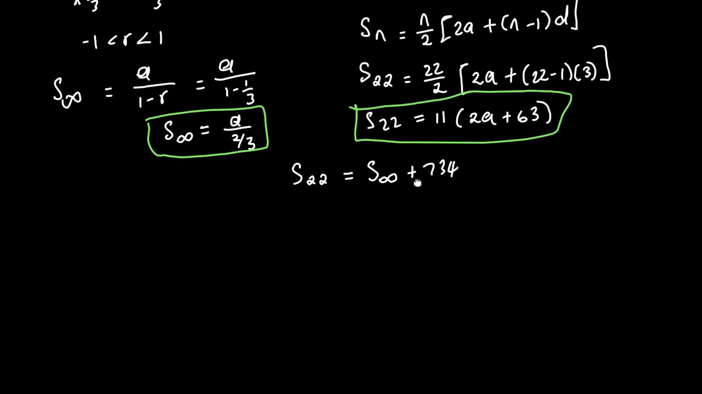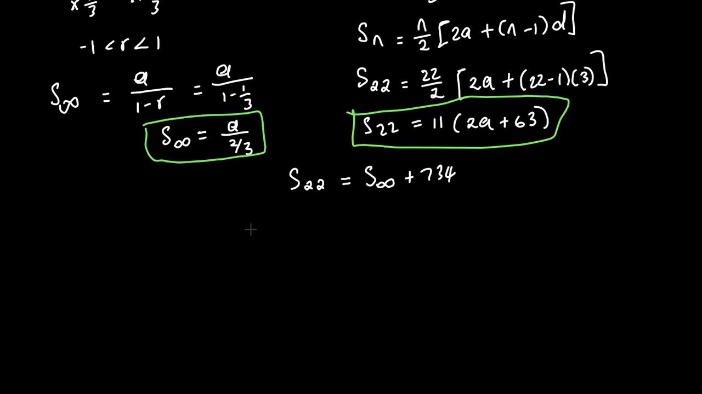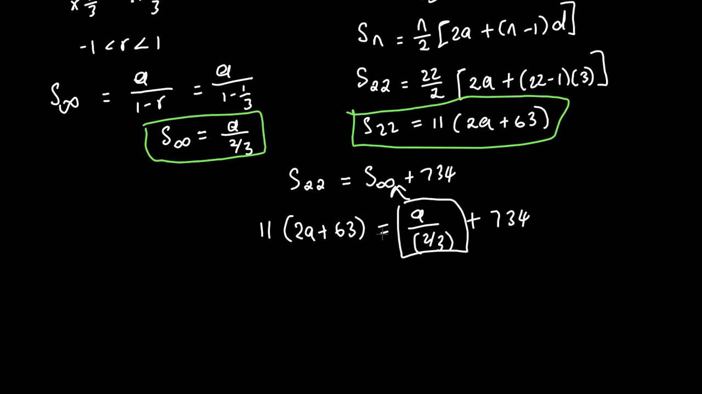Now we do have the expression for the sum of 22 terms. Remember, we know that it is 11 into 2a plus 63, while this side is going to be a over 2 over 3, and then plus 734. This represents the sum to infinity, while this represents the sum of 22 terms. The only variable we don't know there is a. If you have only one unknown variable, you can calculate it. You don't need simultaneous equations. But if I had two unknown variables, I would need to use simultaneous equations.